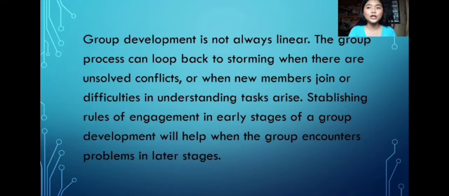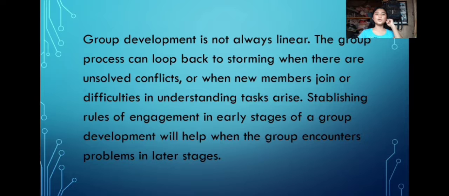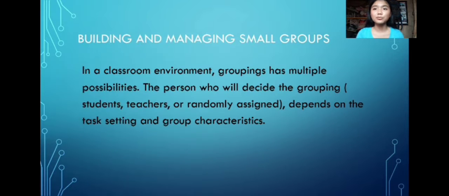But remember that group development is not always linear. The group process can loop back to storming when there are unsolved conflicts, or when new members join or difficulties in understanding tasks arise. Establishing rules of engagement in the early stages of group development will help when the group encounters problems in later stages. So now, we're going to talk about building and managing small groups.